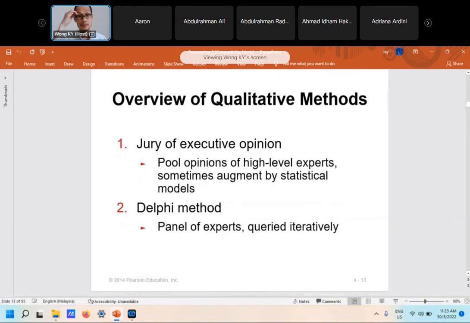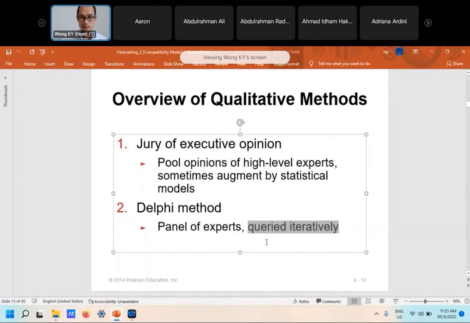Okay, first method, jury of executive opinion means you pull together a group of experts, okay, and the experts give their opinions to make the forecast. Okay, that is jury of executive opinion. Delphi method is also like the first method. You need a group of experts, but the experts will be queried iteratively. Will be asked iteratively until final consensus is reached. That is Delphi method.